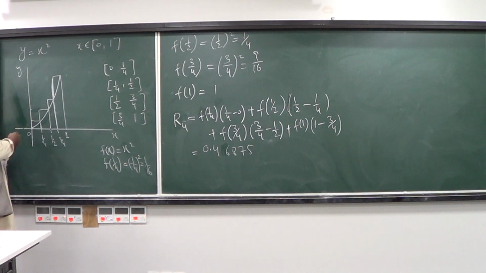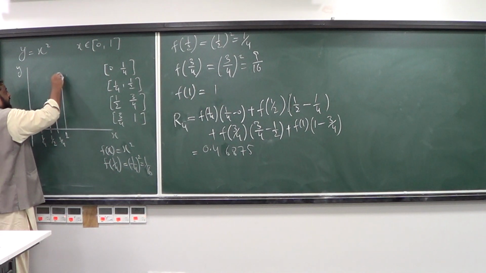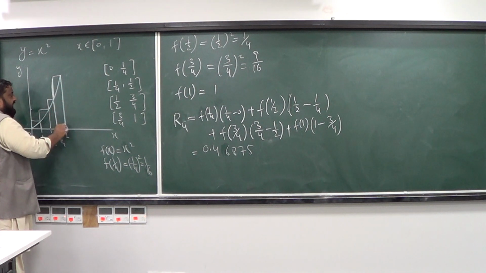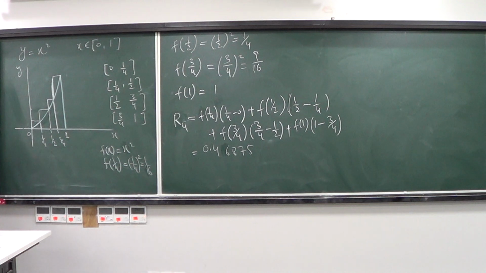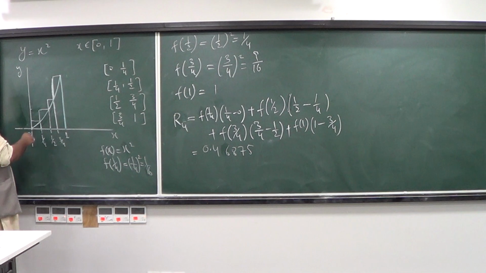Obviously, this area is much smaller than the areas of these big rectangles. So what could be the other strategy? The other strategy could be that on each subinterval we make a rectangle through the left hand point. So when you make a rectangle through the left hand point, what is the value of the function?